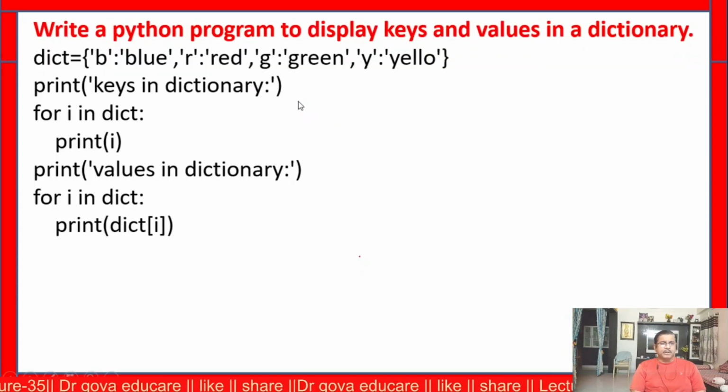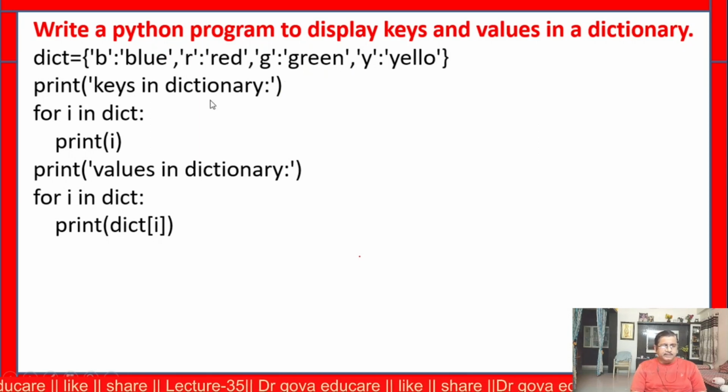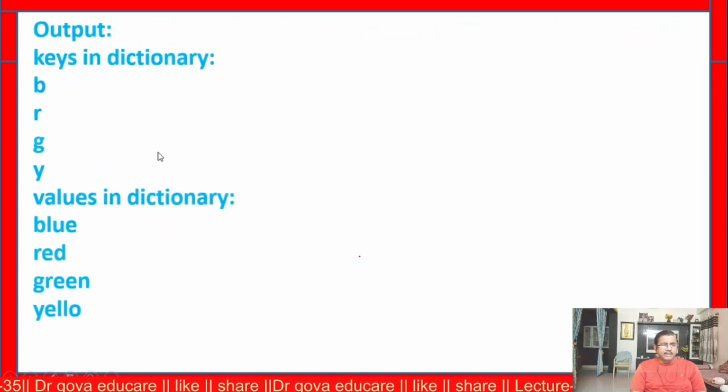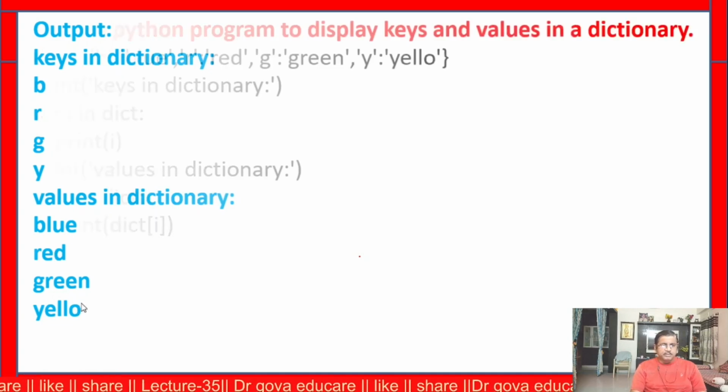Whereas in this program, now I am assigning the dictionary. Now this is static, I am assigning the dictionary. I want to print the keys separately and the values separately. Now for this, the output is like this. The keys in the dictionary are P, R, G, Y. The values in the dictionary are blue, red, green, yellow. Now this is the program.